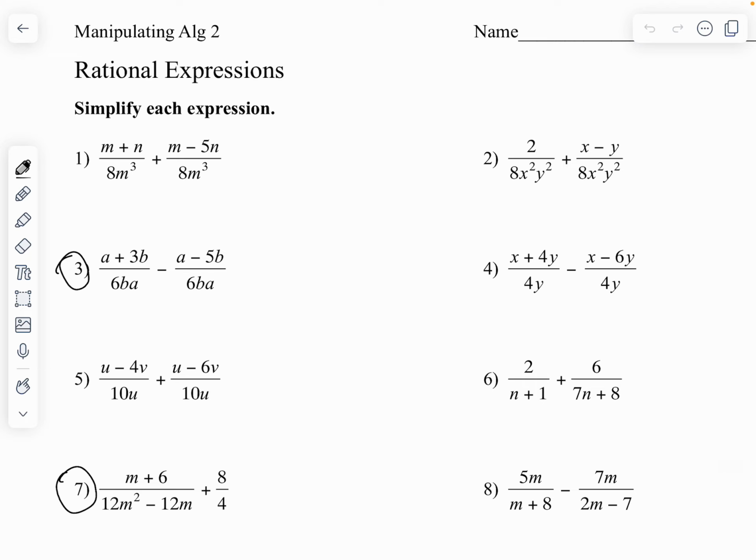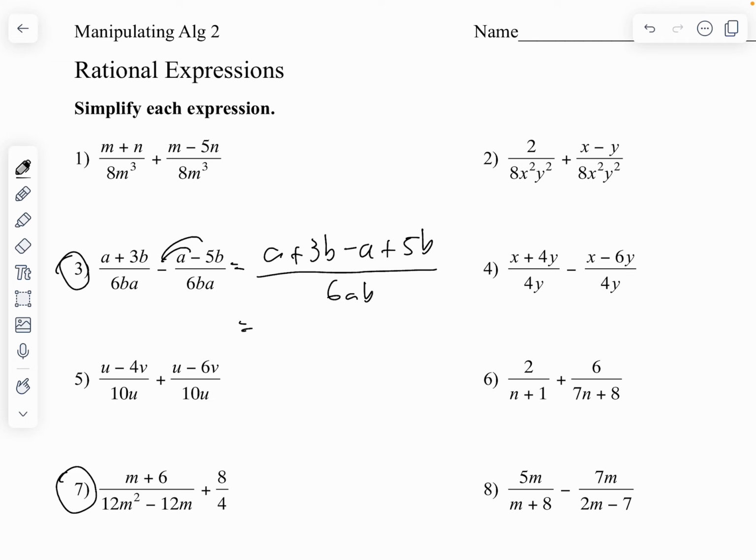So for the first one, we already have a common denominator that I circled here, number 3. So I'm just going to distribute this negative sign and leave the 6ba on the bottom. So we're going to have a plus 3b minus a plus 5b, because that negative sign distributes. On the bottom, we have 6ab, or 6ba. I'm going to write 6ab because I don't like 6ba.